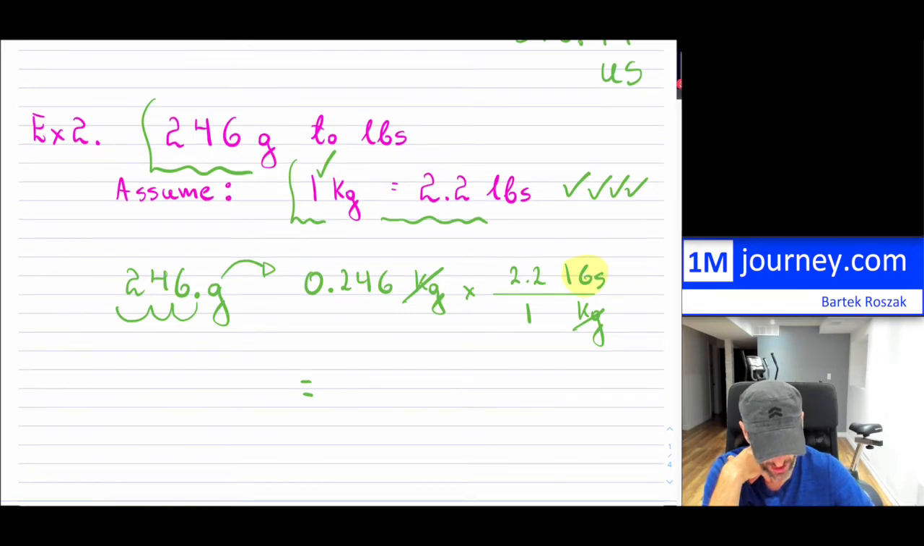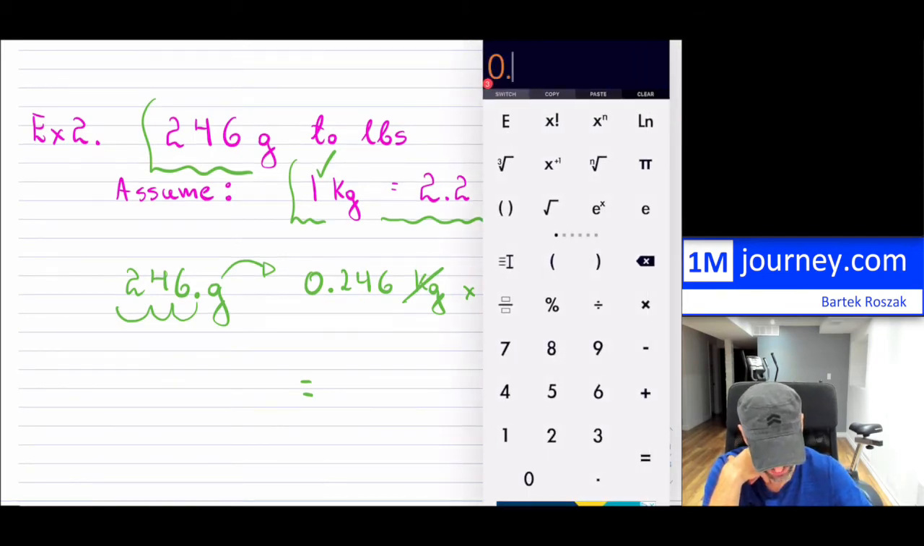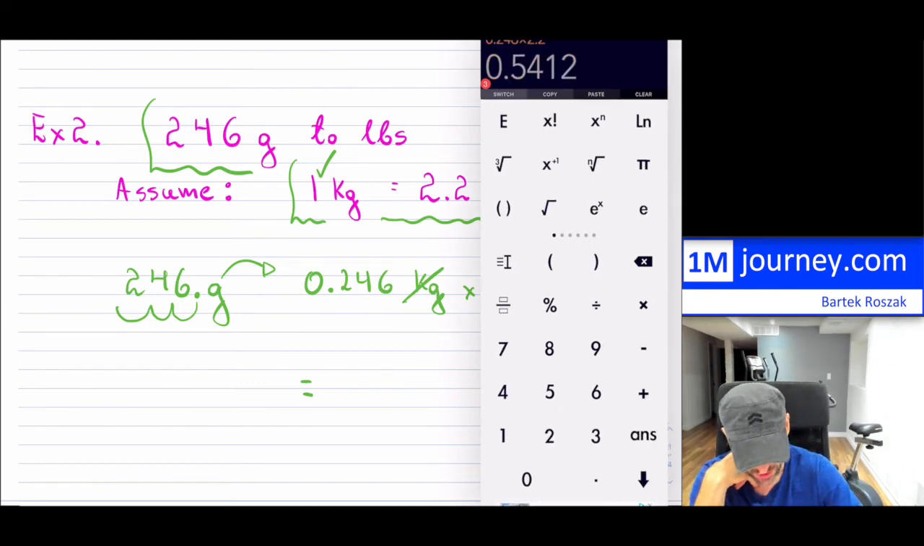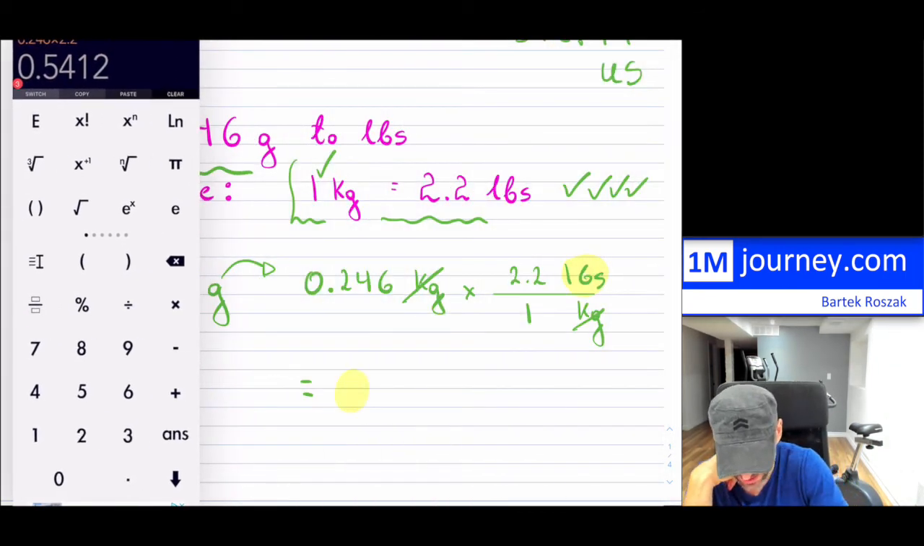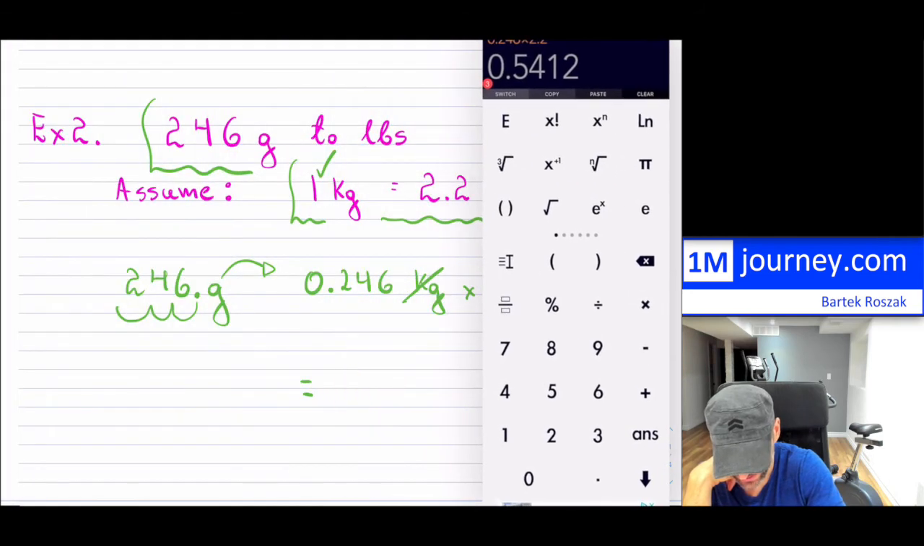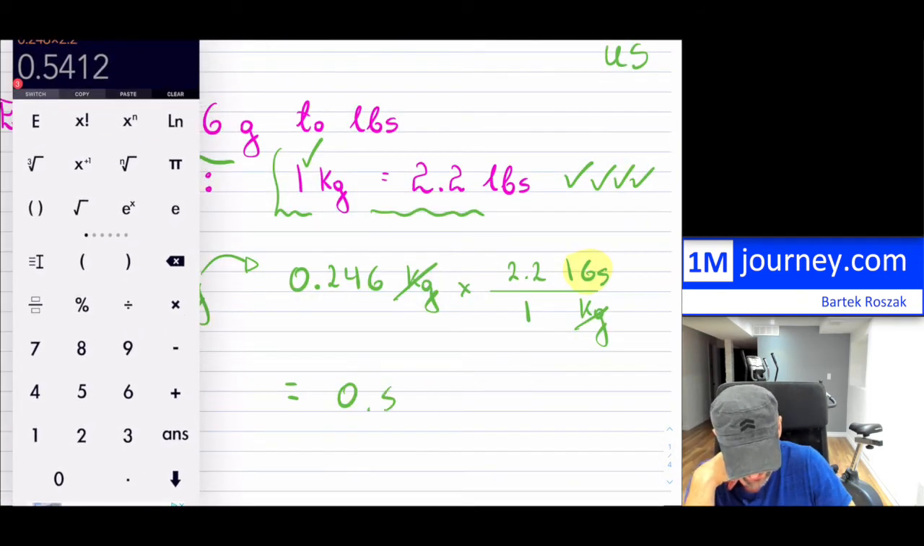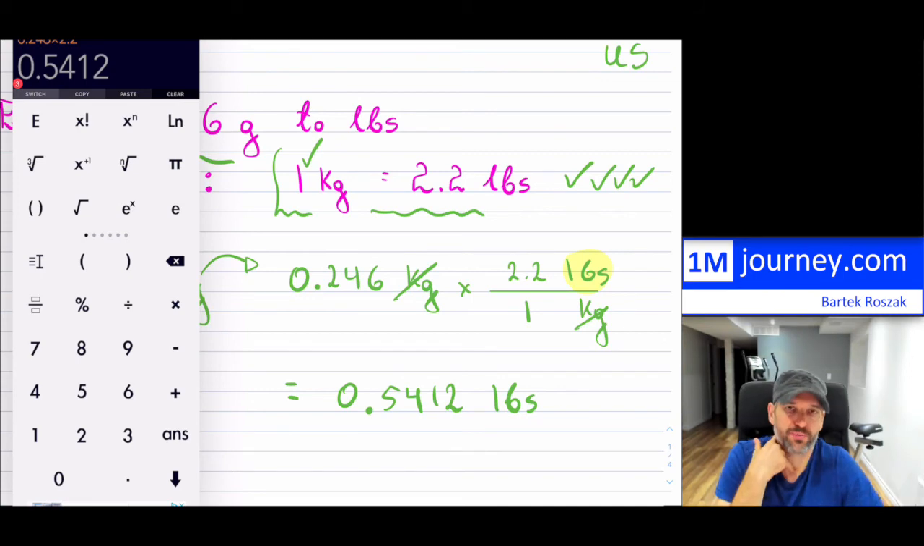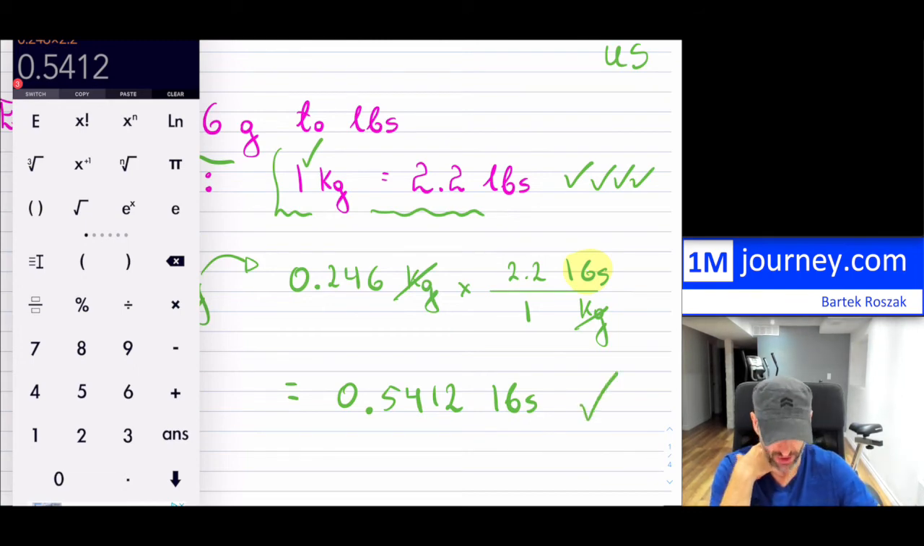So I can just go ahead and multiply. Now, in this case, it's much simpler. This is just this times 2.2, which is going to be 0.5412 in pounds. Now, they didn't really ask us to round. I'm sure your teachers will ask you to round, and you can round correctly to whatever it is that you want. And that would have been the conversion here.